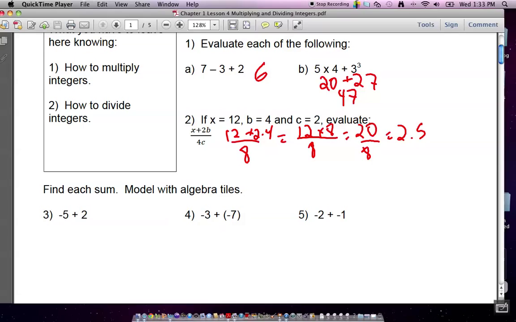Okay? Find each sum, model with algebra tiles. What's negative 5 plus 2? Negative 3. What's negative 3 plus negative 7? Negative 10, nice. What's negative 2 plus negative 1? Negative 3, nicely done.